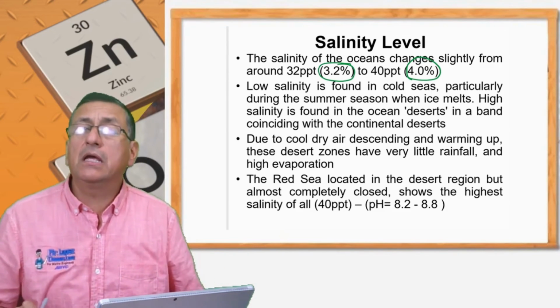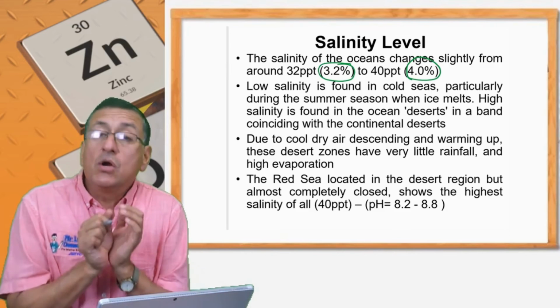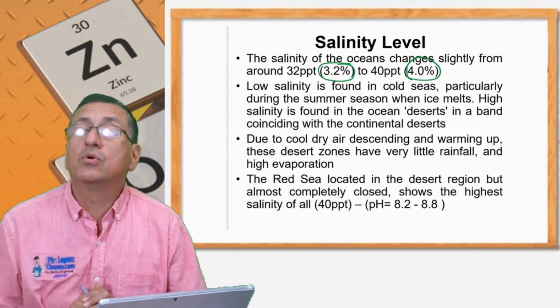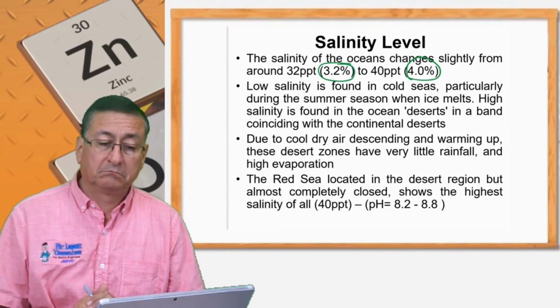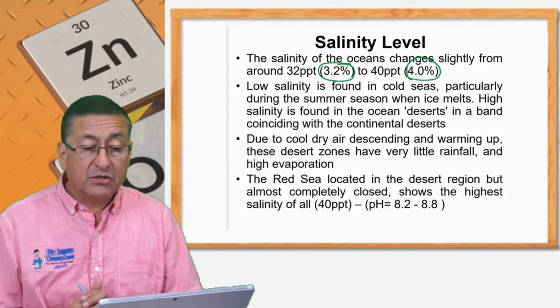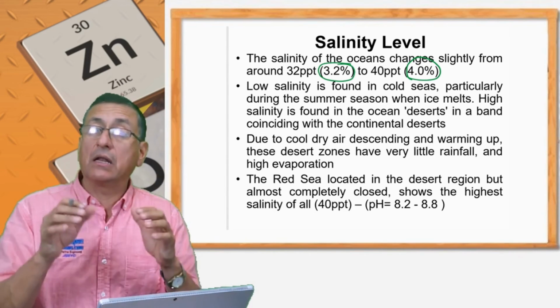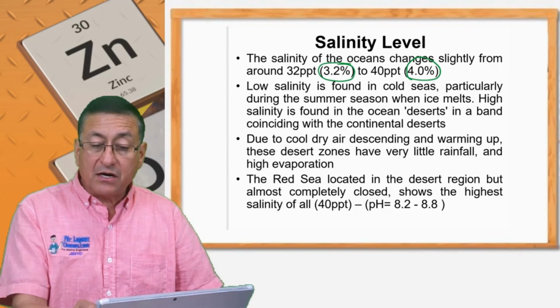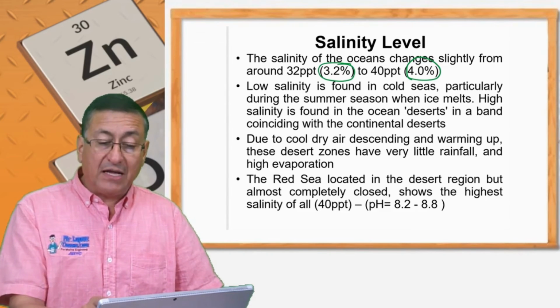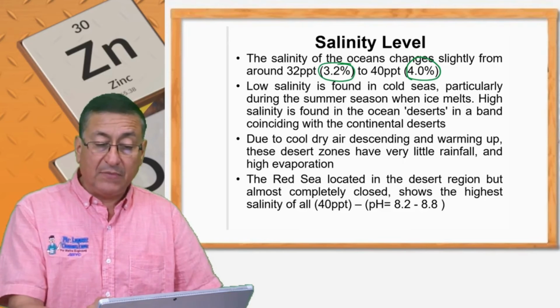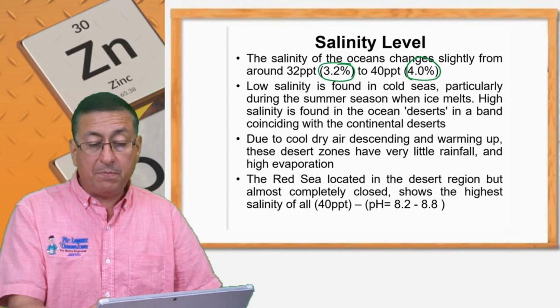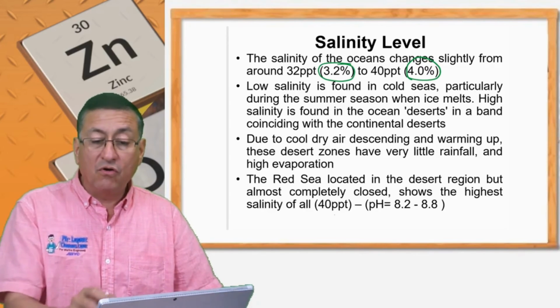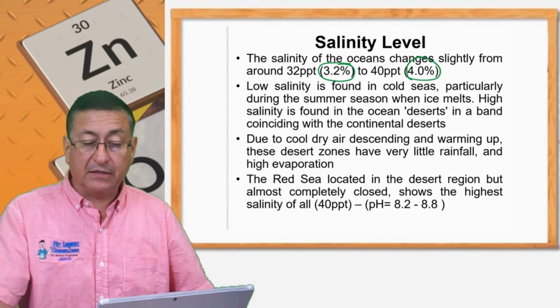Normally, in cold waters you have low salinity, especially during the summer season when the ice melts. The Red Sea, located in the desert regions, has the highest salinity. It is 40 parts per thousand, or 4.0%.